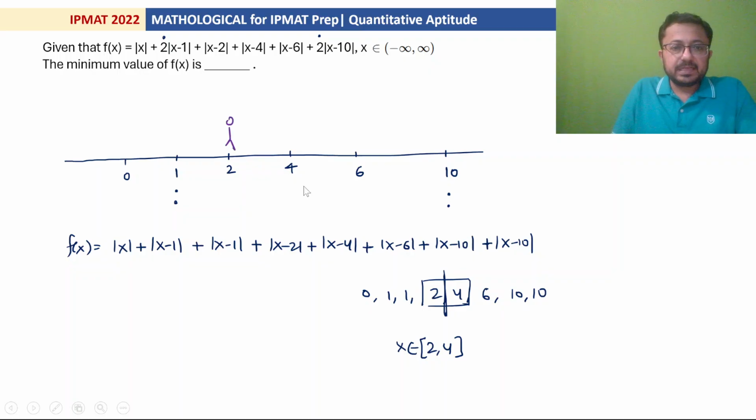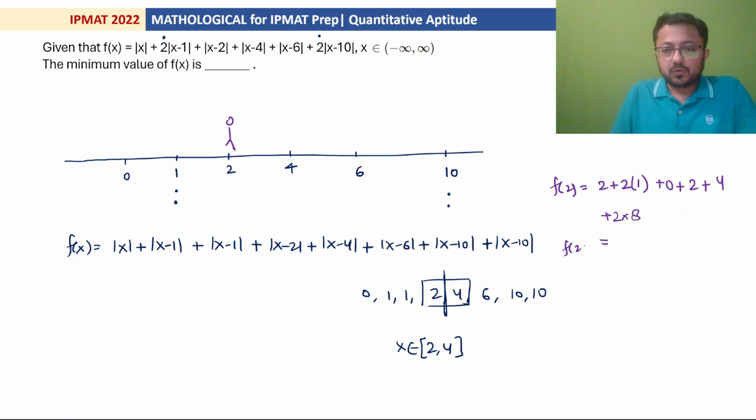तो अगर 2 पे हमने देखा, सो f(2) विल बी इक्वल टू mod of 2 इज इक्वल टू प्लस 2 टाइम्स mod of 2 minus 1. तो 2 into 1, 2 का डिस्टेंस 1 से, दैट इज इक्वल टू 1. 2 का डिस्टेंस 2 से, दैट इज इक्वल टू 0. 2 का डिस्टेंस 4 से, दैट इज इक्वल टू 2. 2 का डिस्टेंस 6 से, दैट इज इक्वल टू 4. 2 का डिस्टेंस 10 से इज इक्वल टू 8, बट 2 टाइम्स है, तो 2 into 8.